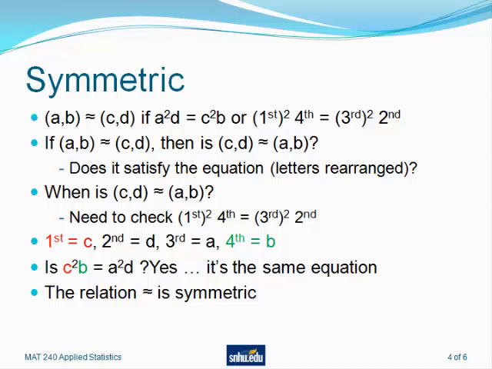When we stick all those in, we get C squared B with the first and fourth terms, and A squared D as the third and second terms. Is this equation true? Yes, it's the same equation as we started with. Because this equation is true, the relation is symmetric.